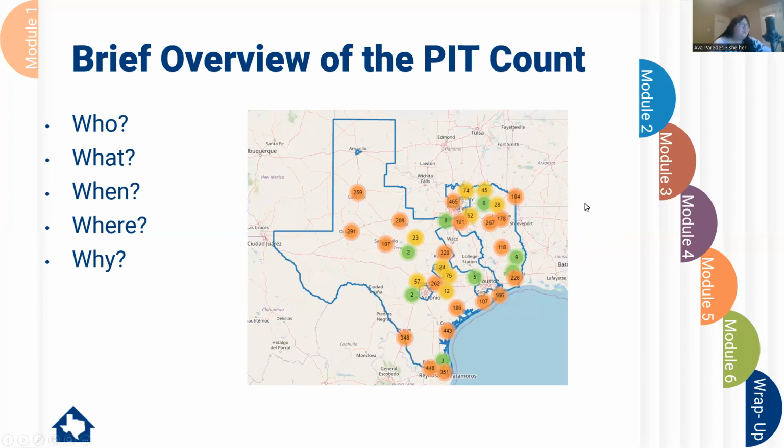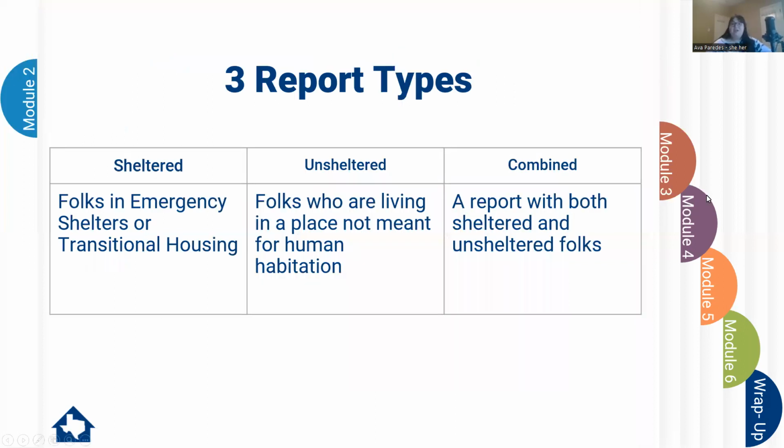All right, so now that we have our brains primed, let's talk about the three different report types that you should have received. So the three report types are sheltered, unsheltered, and combined, and I'm going to go through each one of those. So the sheltered reports contain the data for all of the folks that are sheltered on the night of the count. So this includes people in emergency shelters and transitional housing. We have the unsheltered reports, which contain the data for all of the folks that are living in a place not meant for human habitation on the night of the count.